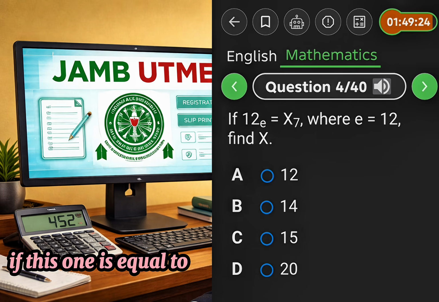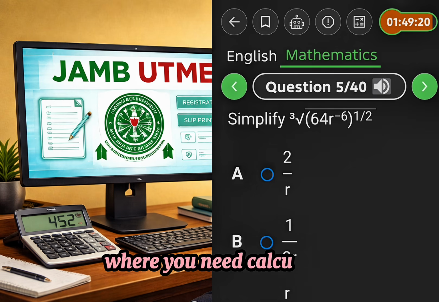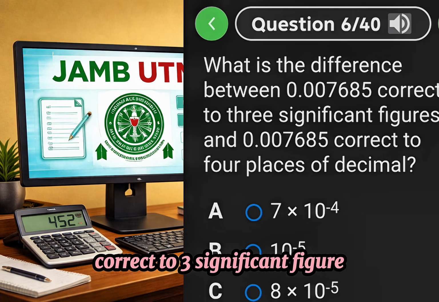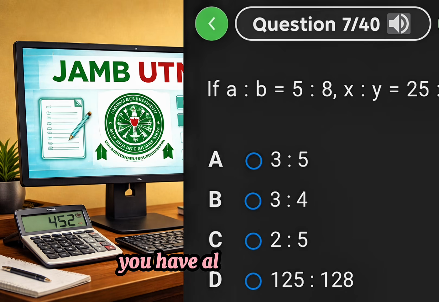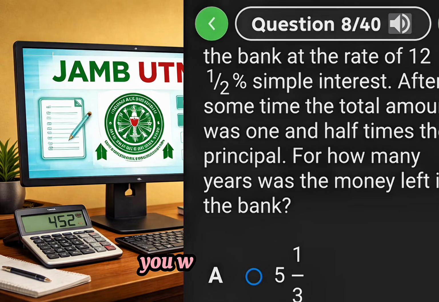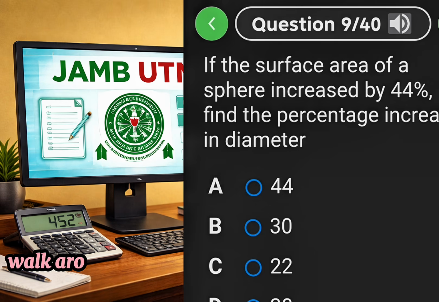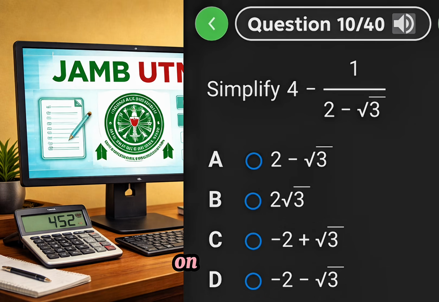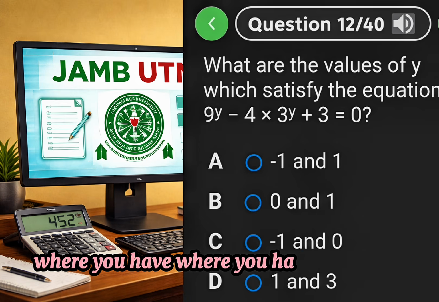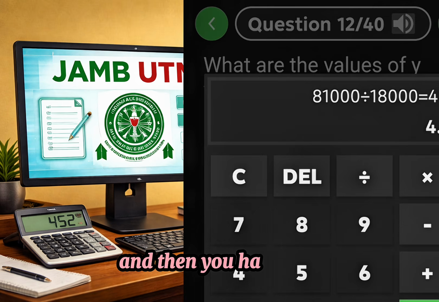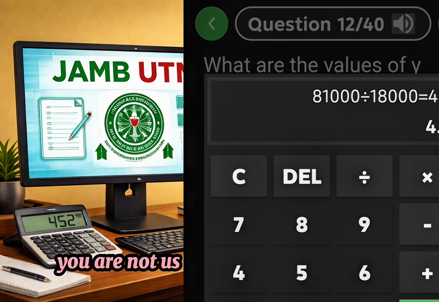If this one is equal to this, all these ones you don't need a calculator to find. Where you need a calculator, these are indices problems. What is the difference between this one correct to 3 significant figures and this one correct to this? So you have all those ones, and where you need to use the calculator on the interface, you will be able to walk around and see what you need. So where you have the calculator, you just pick up this one and click on this, and then you have that. So you are not using a scientific calculator.